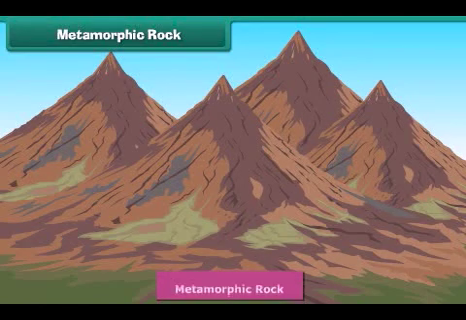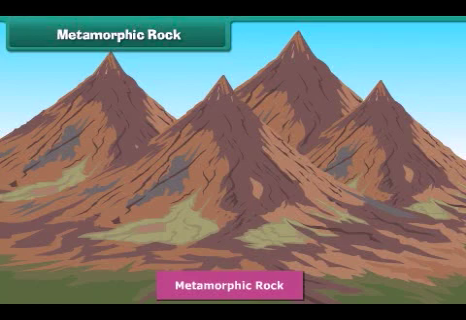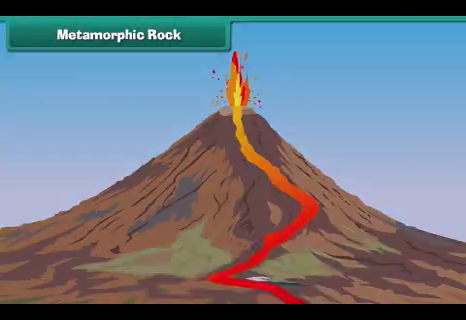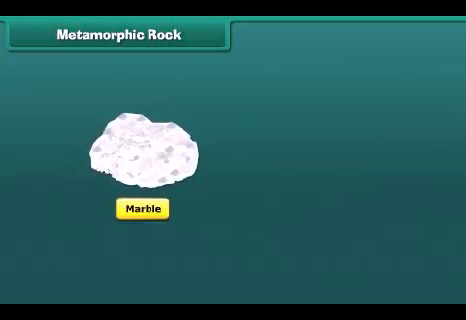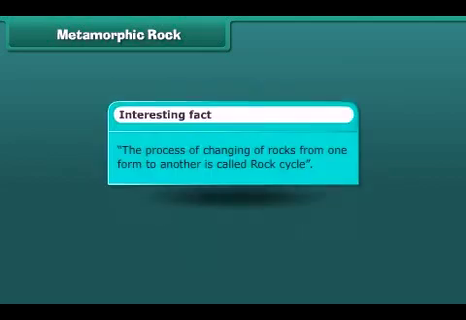Now we come to metamorphic rock. It is formed either from igneous or sedimentary rock. Igneous or sedimentary rocks are changed or modified into metamorphic rock due to the influence of heat and pressure. This process occurs deep inside the earth. Metamorphic rock is usually hard and often contains crystals. Marble and slate are examples of this kind of rocks.